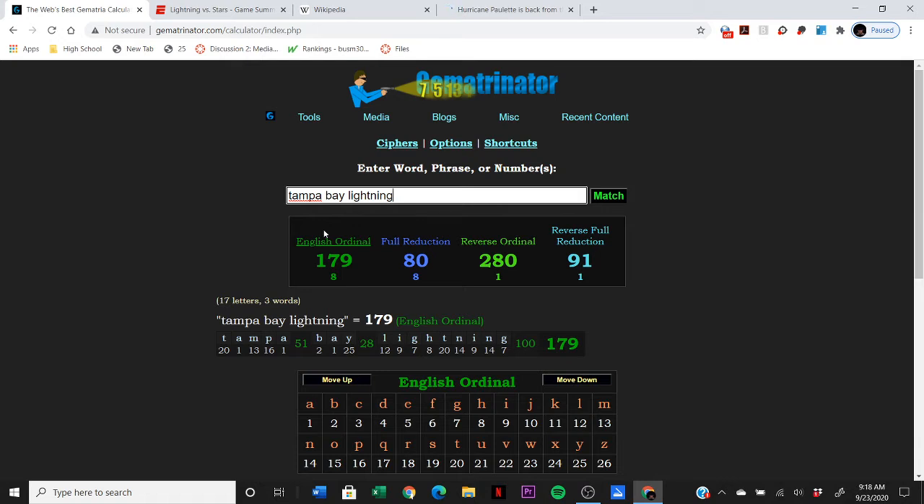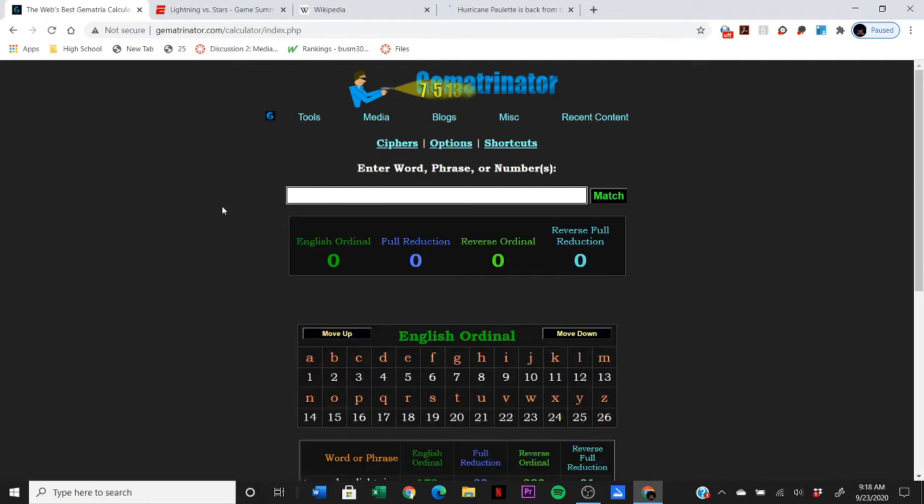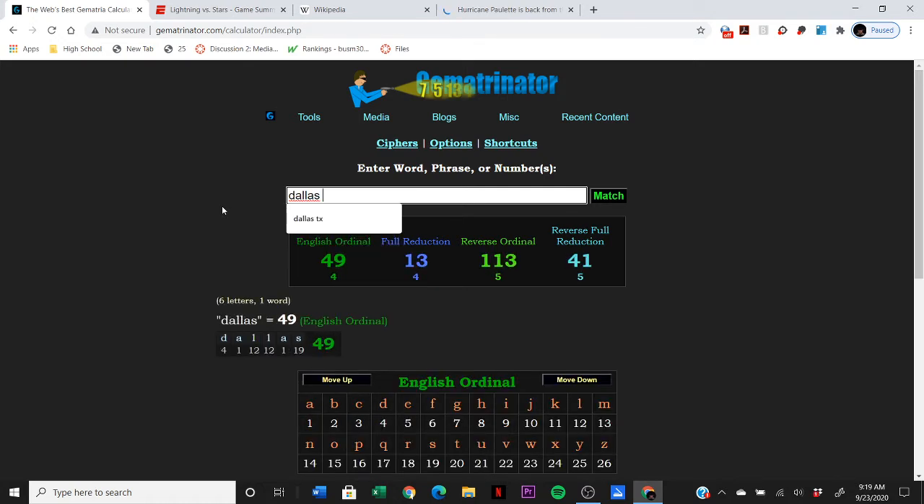Another thing about this Stanley Cup Finals is the Dallas Stars advanced to the Western Conference Finals by beating the Colorado Avalanche on 4/9. So they beat Colorado on 4/9. See how Dallas is 49. You see how they advanced to the Stanley Cup Finals by beating Vegas 4-1. Here, I'll just show you right now.